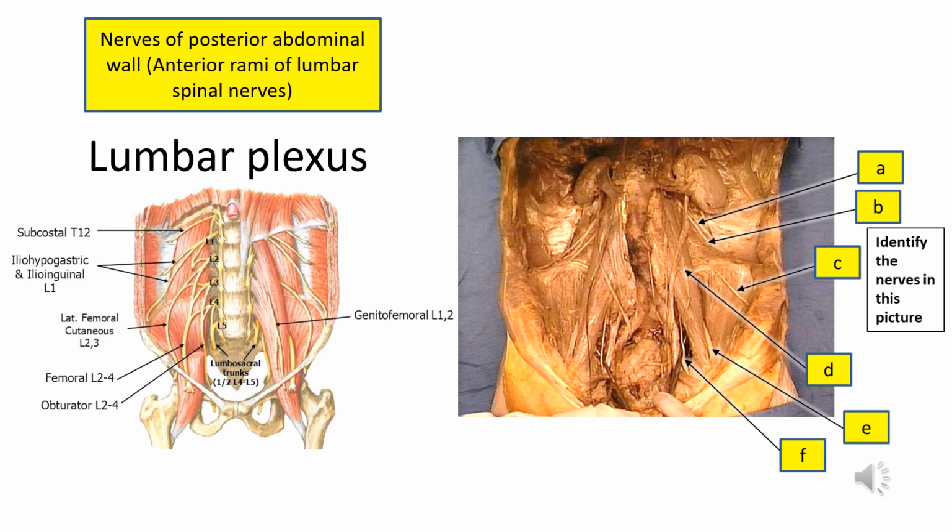The psoas muscle can also be used as a landmark for you to identify certain nerves. For example, the genitofemoral nerve is easily identified because it pierces the psoas muscle. The femoral nerve is located lateral to the psoas muscle. And finally, the obturator nerve is located medial to the psoas muscle. The subcostal nerve is not labeled in this picture. The subcostal nerve is superior to the iliohypogastric and runs along the lower border of the 12th rib.